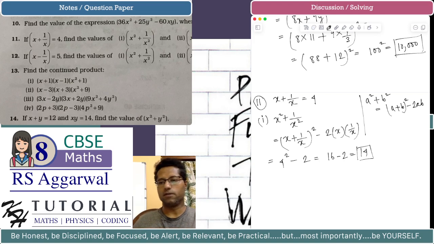Now, if you do not remember the formula a square plus b square is equal to a plus b whole square minus twice ab, then you can directly use the formula a plus b whole square. Because in this problem, a and b are reciprocal to each other, as x is reciprocal to 1 by x, so their product will be equal to 1. That will help in solving the problem.